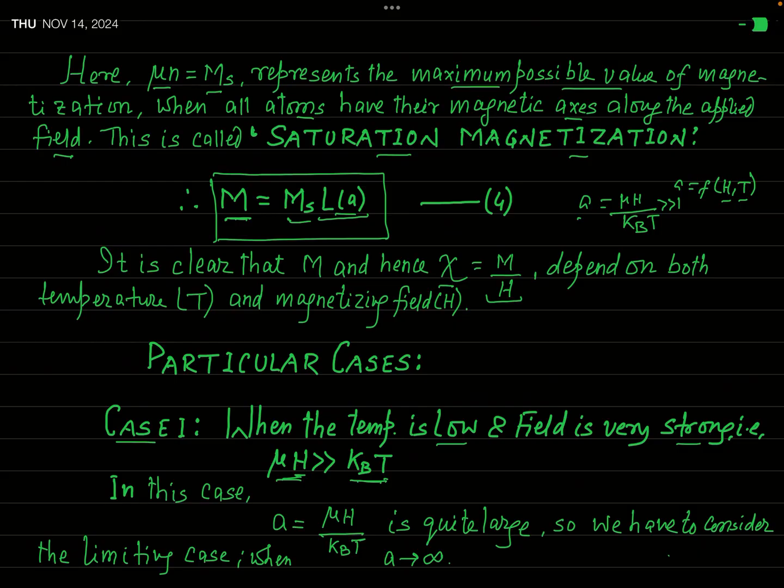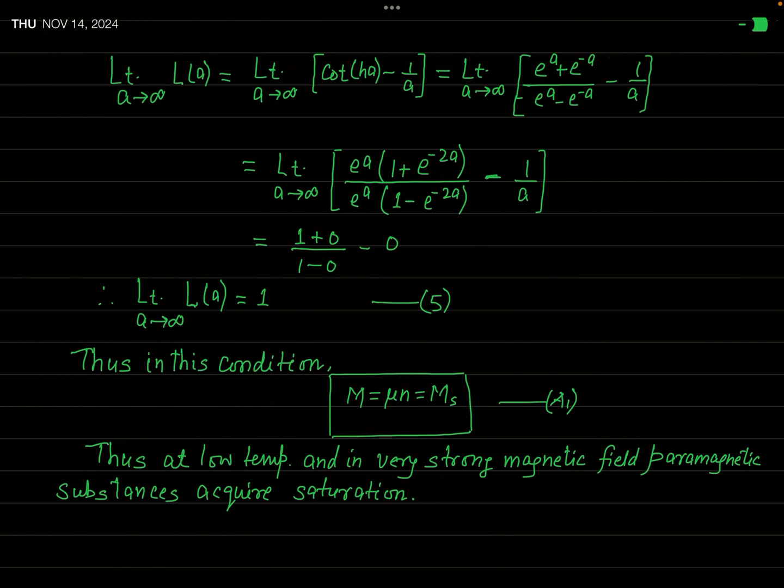Mathematically, you can say that we will evaluate the value of the Langevin function under the limiting condition when A is very large. Mathematically, we will write A tends to infinity. Then what will be L(A)? Once you get the value of L(A) in this limiting condition, you can say what will be M, what will be chi. So let us evaluate it. The limiting value of the Langevin function L(A) when A tends to infinity is what?